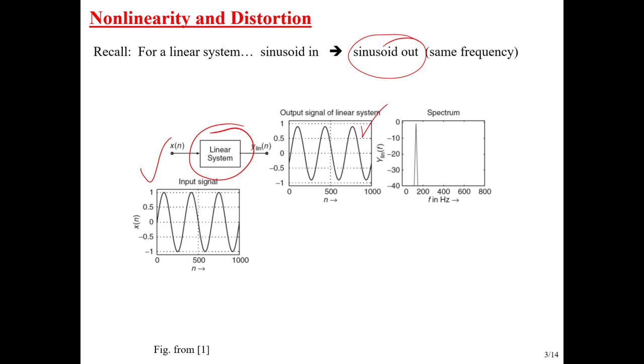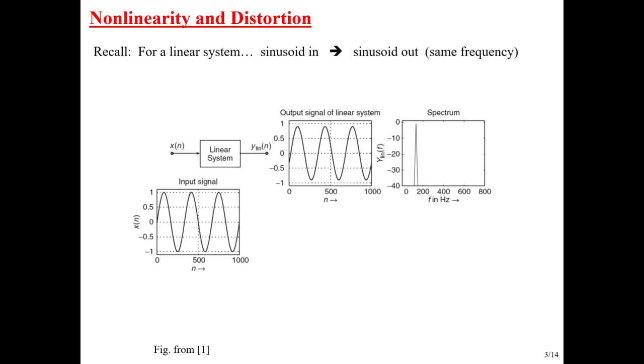And the only thing that changes is the amplitude. We can see it went from an amplitude of 1 to something a little bit less than 1. And the phase shift. We can see here that it crosses the 0 at 500, and here it crosses a little bit later. So there's a little bit of a phase shift there.